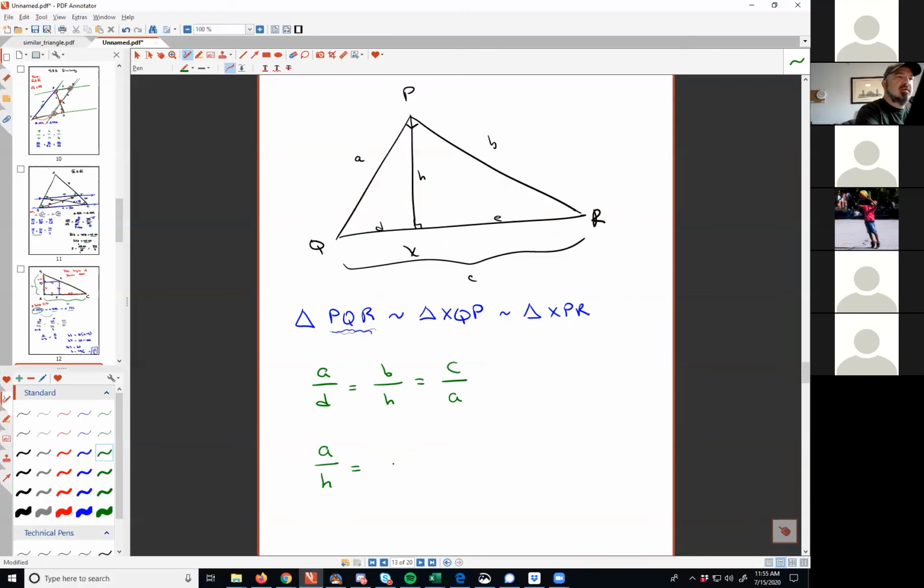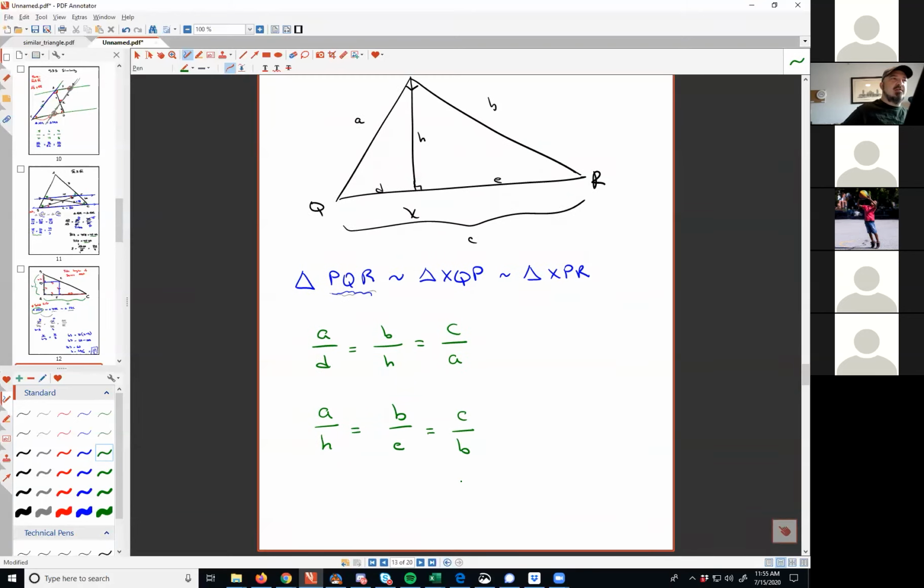So A in the first and third triangle, A over H is, let's see, PR over XR. And now the second and third triangles.